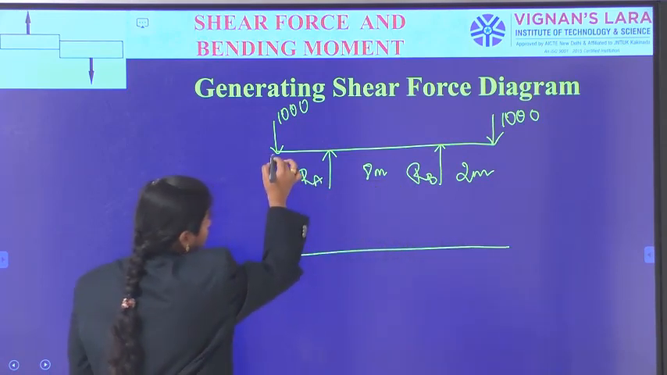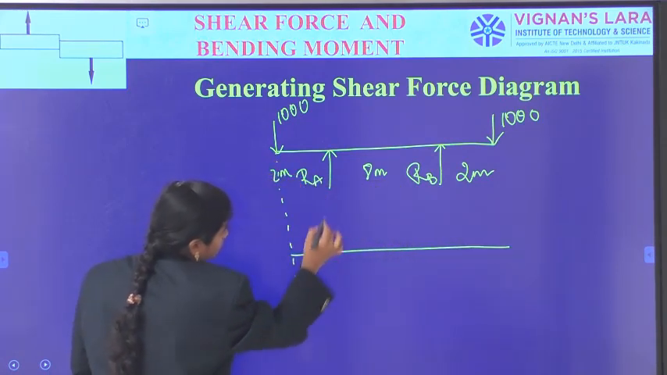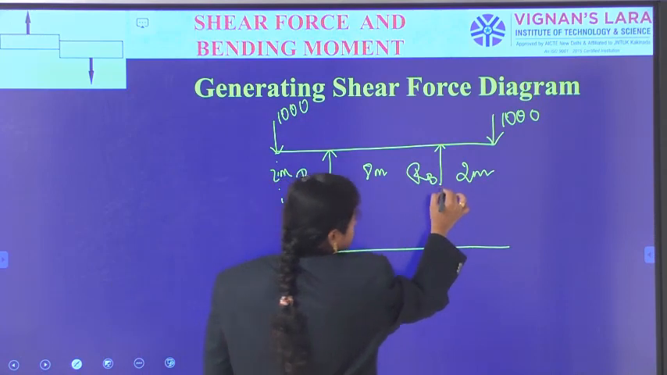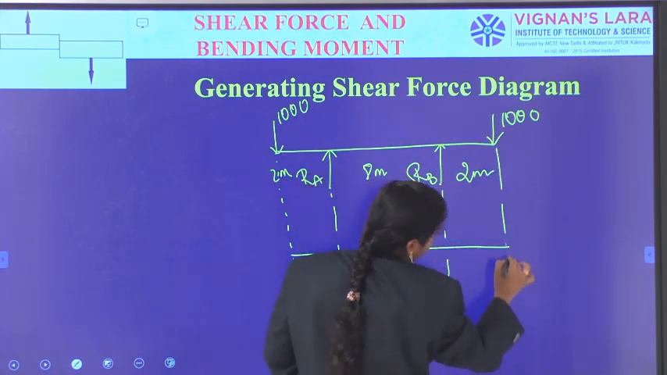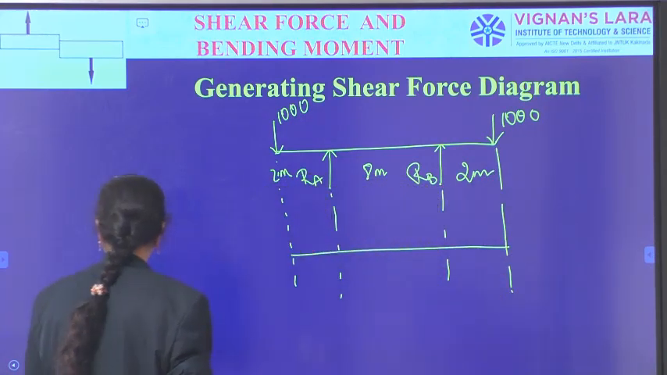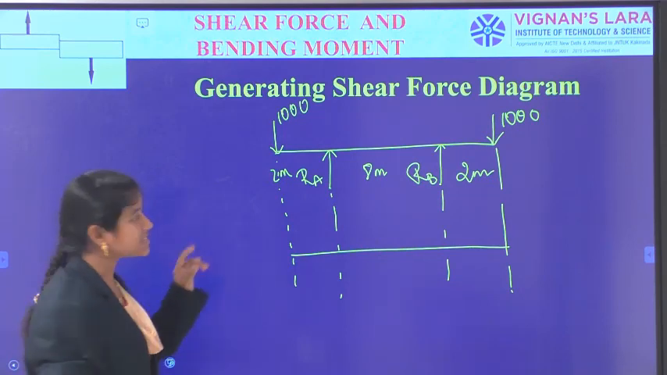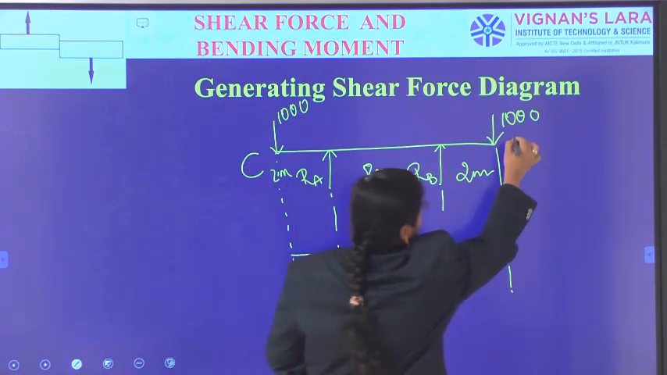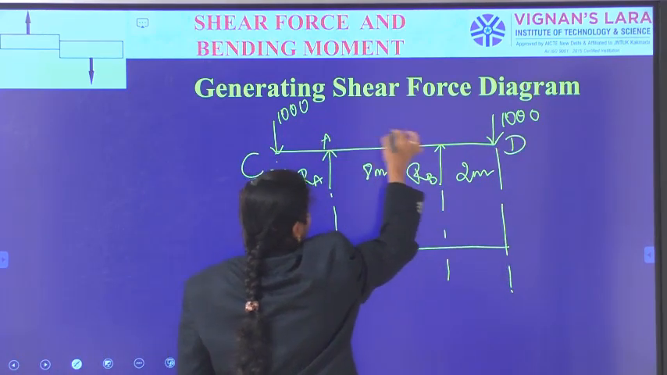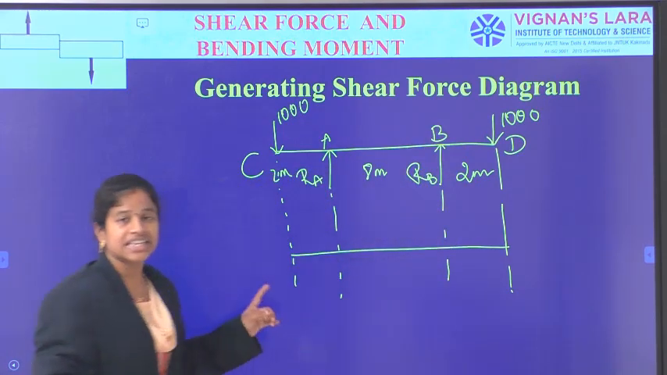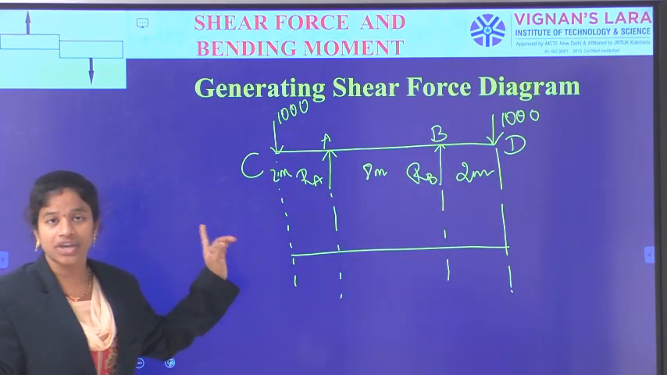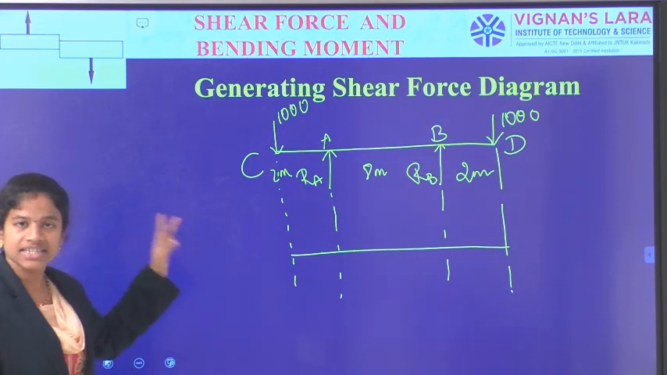Now, giving the projection lines for generating the shear force diagram. Firstly, as this is the corner C and this is the corner D, A and B. Now, in between C and A, what are the shear force values we have got? We will go into the span and check the answers and we will plot here.